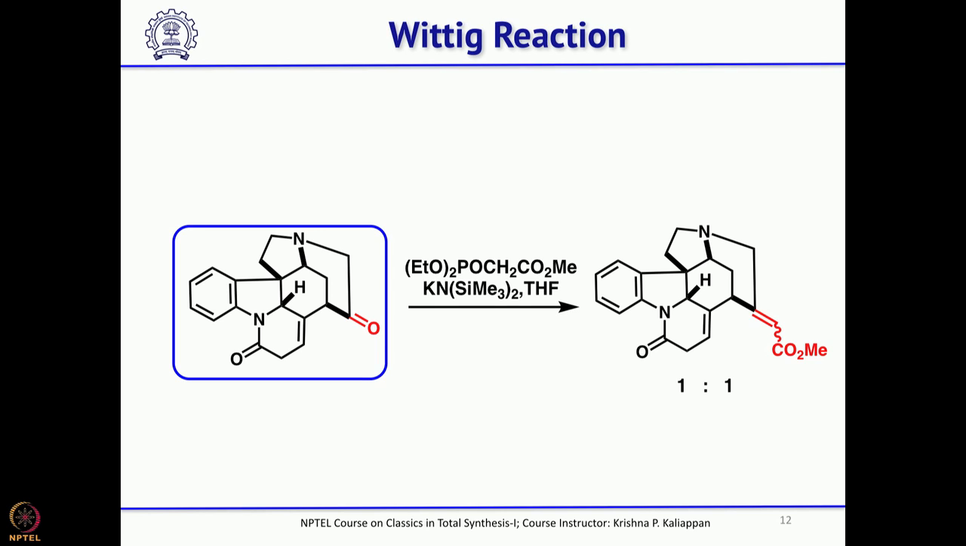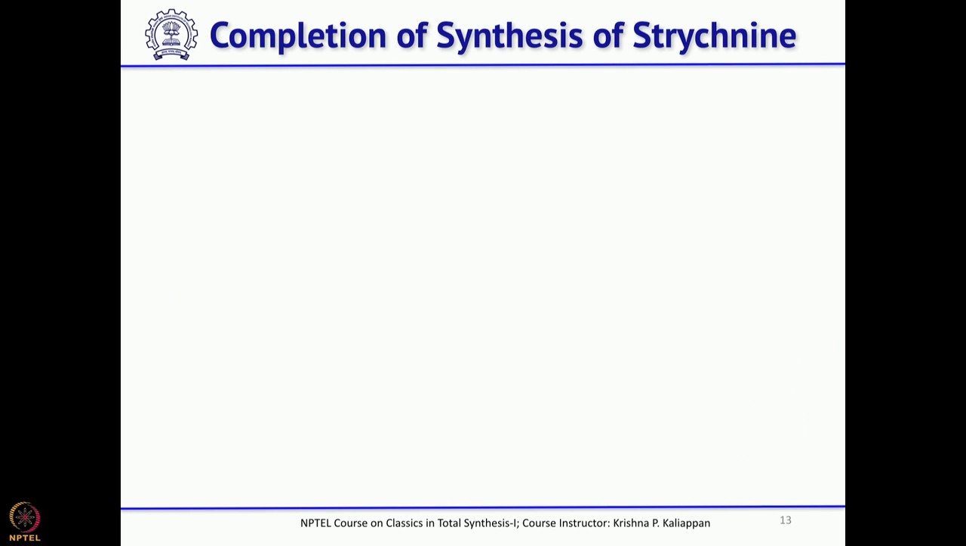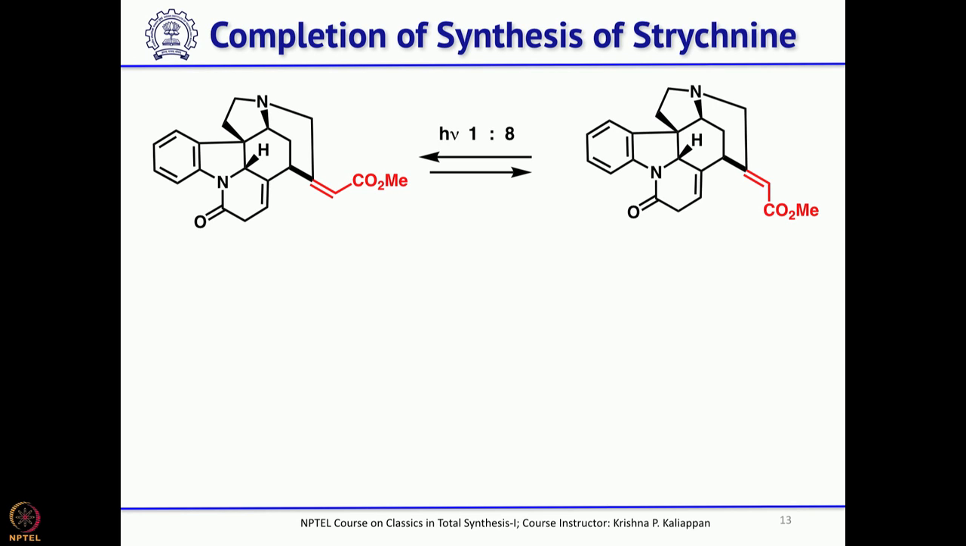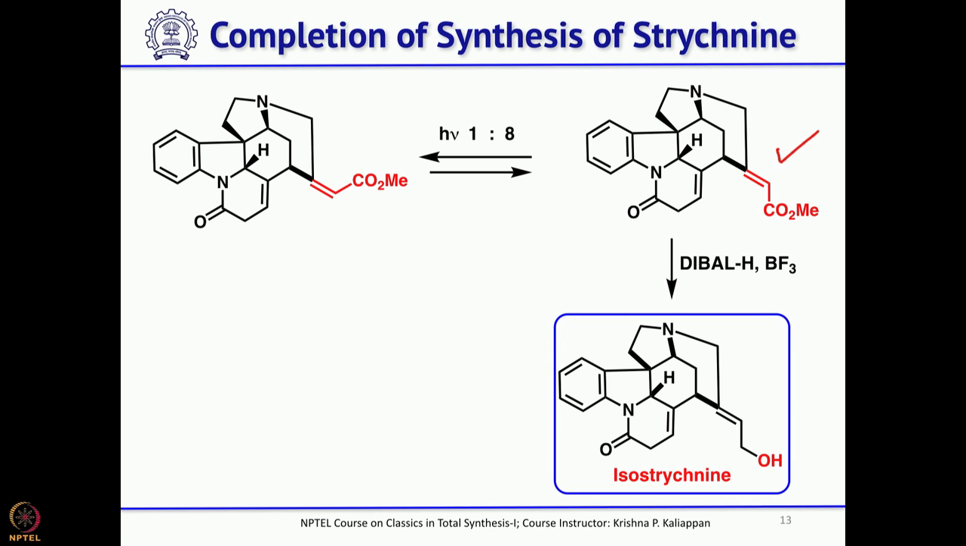And you know you need this isomer for the cyclization to get the 7-membered ring. No problem. One isomer can be isomerized to the required one through photochemical conditions. As you know very well, the double bond can be isomerized, cis to trans or trans to cis, under photochemical conditions. Once you have this alpha beta unsaturated ester with the right regiochemistry, then reduce it with DIBAL. Once you reduce with DIBAL, that will give you the isostrychnine.